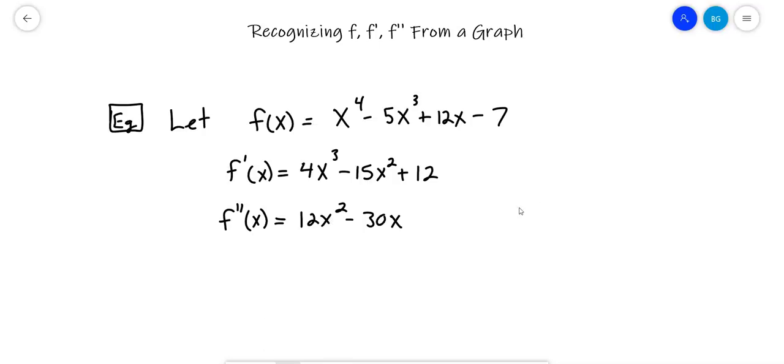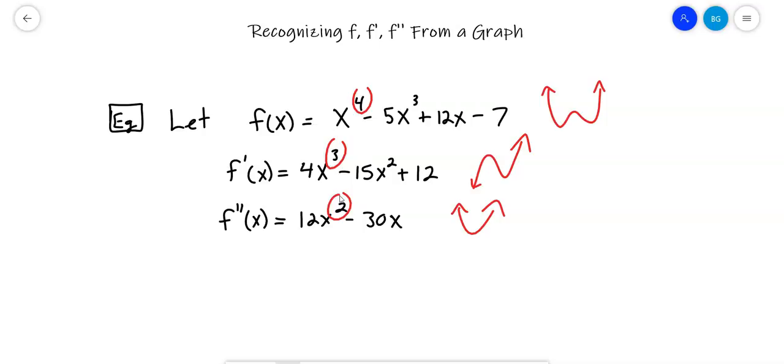If you know the general shape of a quartic, and then the general shape of a cubic, and then the general shape of a quadratic, you can be on the lookout, because every time you take a derivative, the degree is going to drop by 1. So you could go off of that and say, okay, f has got to be the highest degree, and then f prime is going to be the next highest degree, and then f double prime is going to be the next highest degree.